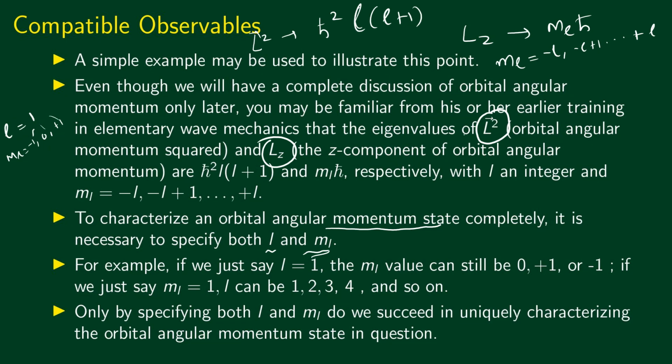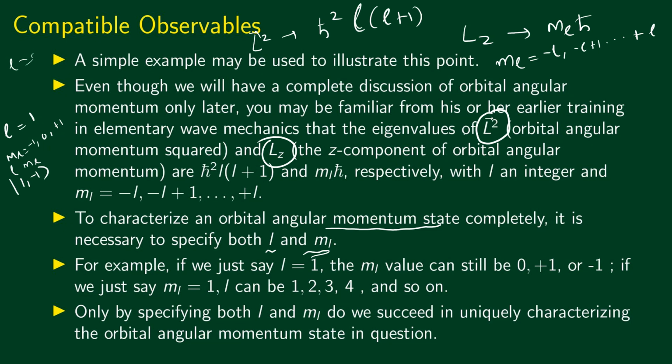So in order to specify the state completely, I have to give both the eigenvalue of L square and the eigenvalue of Lz. If I say it's 1, -1, where 1 is the L value and -1 is the ML value, then the state is completely specified. So L equal to 1 is a threefold degenerate state.